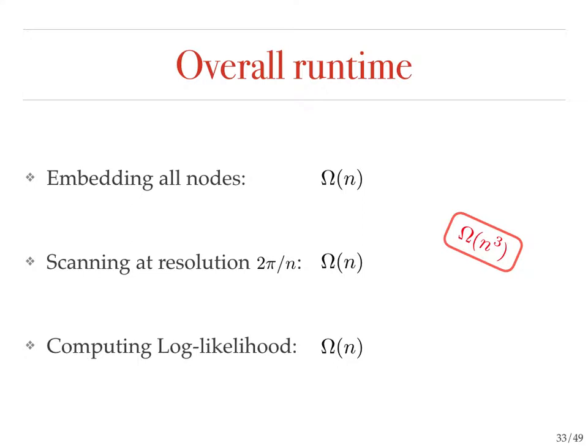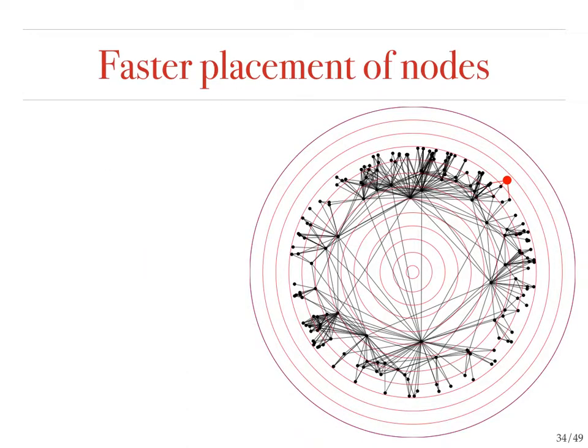So how did we improve on that? Well, obviously we have to embed all nodes. There is no way around that. But we can do something smarter than scanning at resolution 2π/n, and we compute the log likelihood way faster. So how does that work?